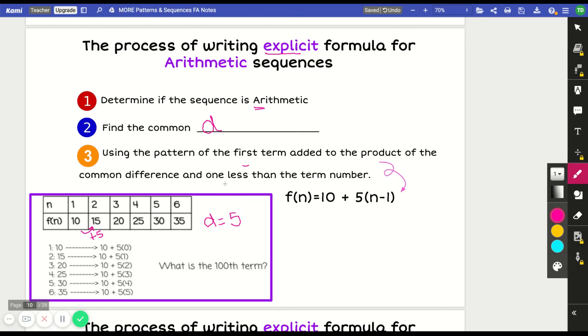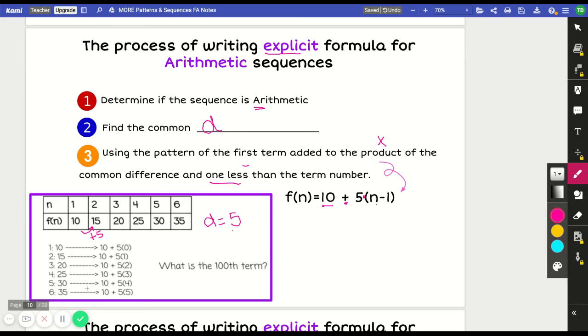And now we use the formula. So the first term in this sequence is 10. So we see that over here on the right. Then we add, because it's arithmetic, the product, meaning multiply. So this is the product of the common difference. Common difference is 5. 5 times 1 less than the term number. So again, n means term number, and minus 1 means 1 less. Okay, so that is your formula.